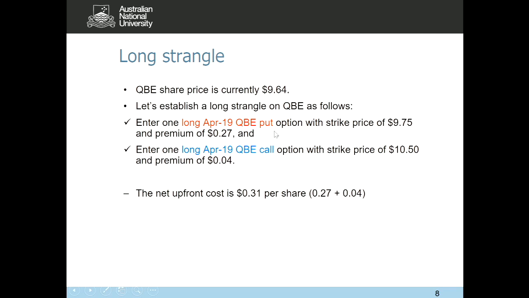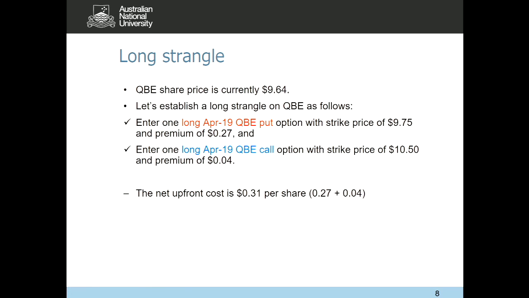All right, then we bought a put option. The put option has a strike price of $9.75, so it's slightly above the current share price. So this put option is in the money. We pay a bit more to buy the put, so we paid 27 cents. And the total setup cost this time is 31 cents. If you compare this setup cost with the straddle strategy, remember in the previous slides, we paid 41 cents.